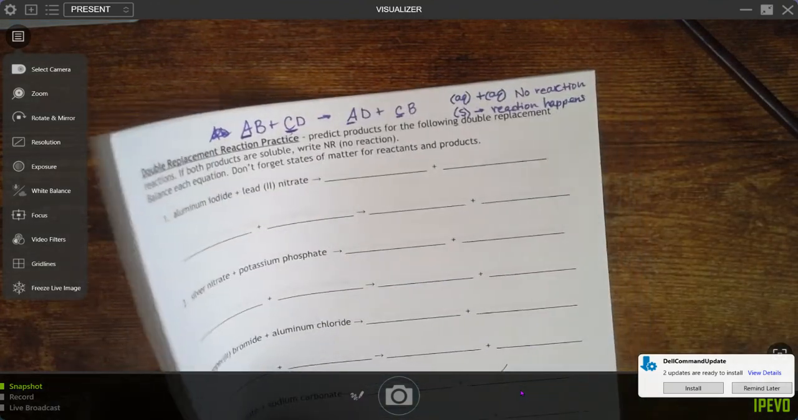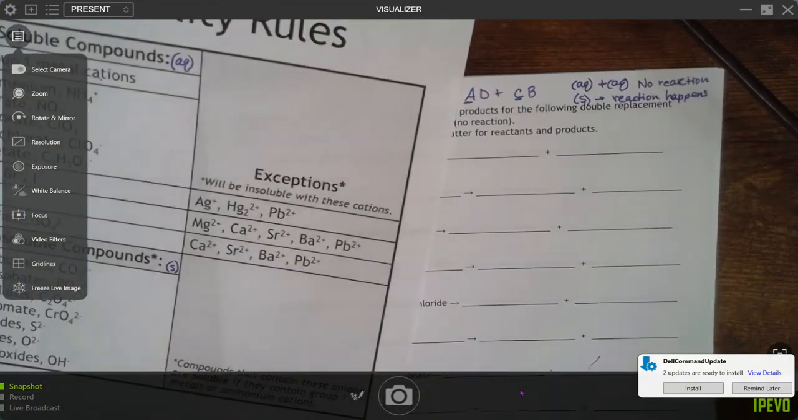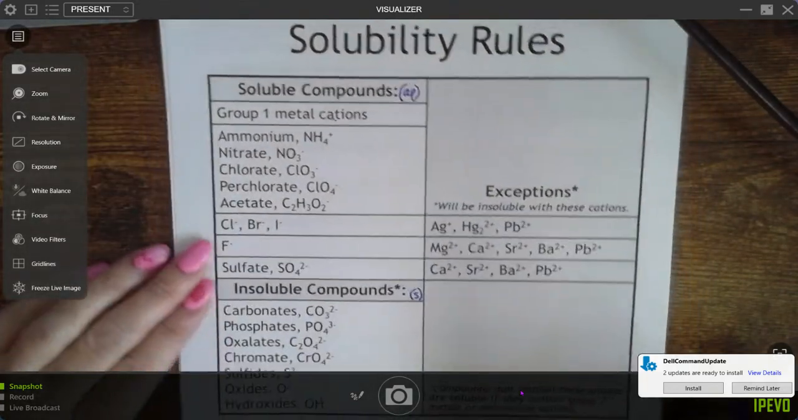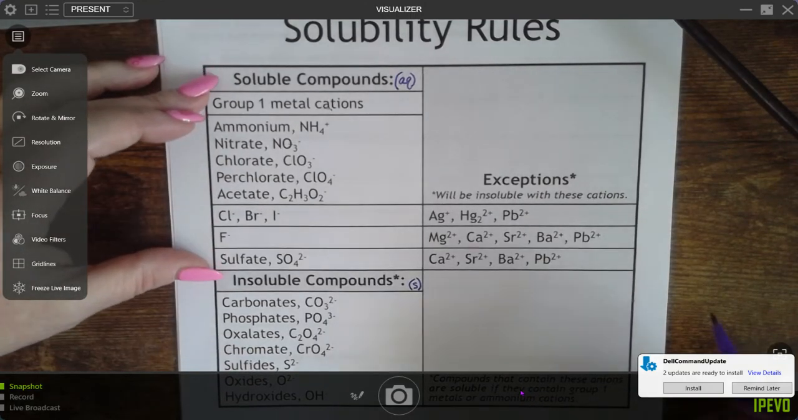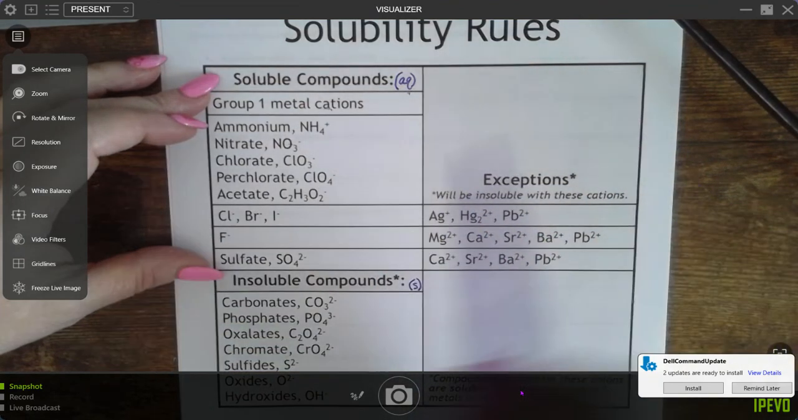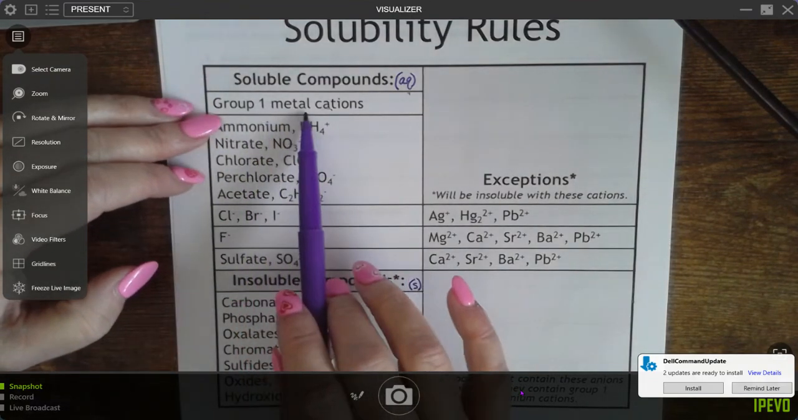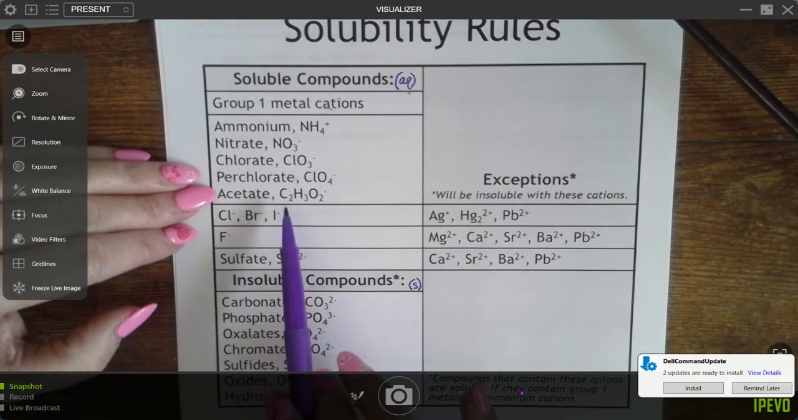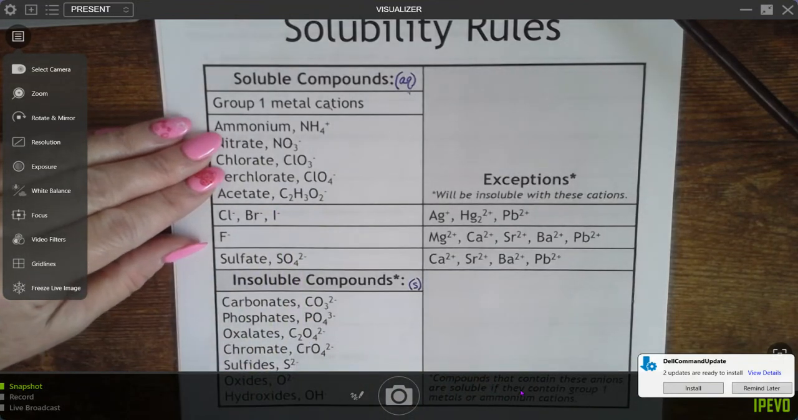Okay, you will need your solubility chart and you will need a periodic table. Okay, your solubility rules. All right, we have to look at soluble compounds versus insoluble compounds. Soluble compounds are what we call aqueous. That means that they're dissolved in water. So all of the compounds in this list will be aqueous. All of our group 1 metals, ammonium, nitrate, chlorate, perchlorate, acetates. If a compound contains those polyatomic ions, it will be aqueous, dissolved in water.